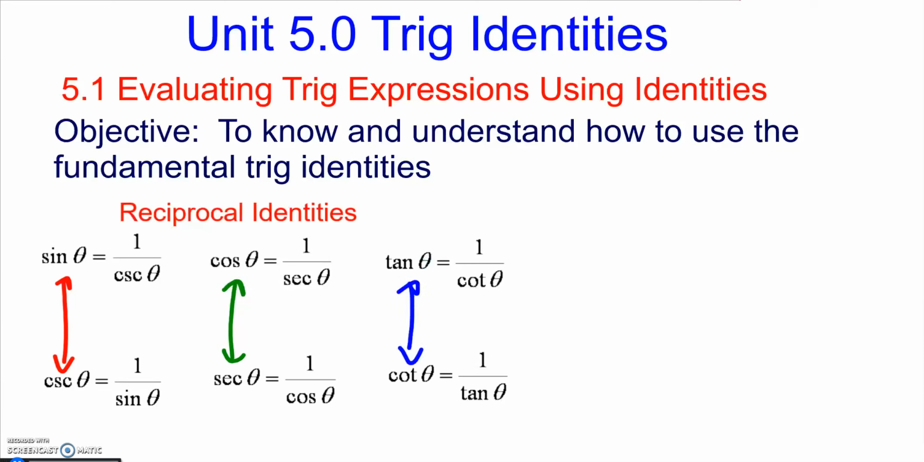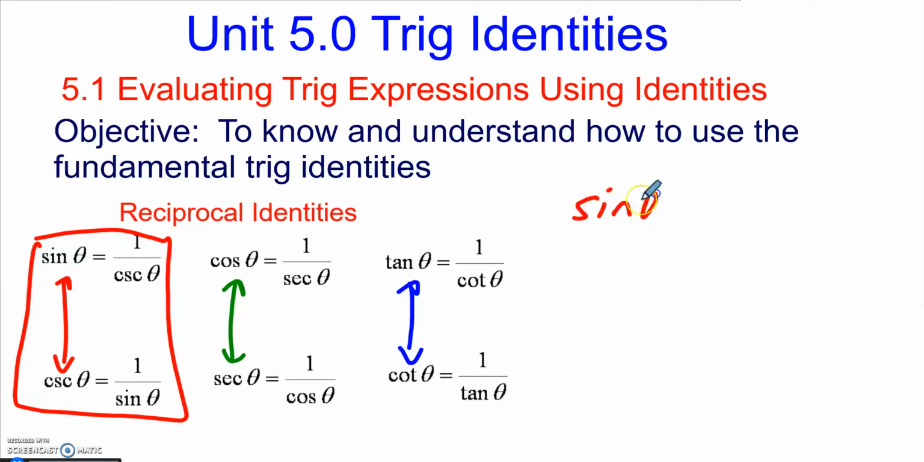The reason this is useful, and will come up later on, is let's look at sine and cosecant, for instance. Let's say I gave you that sine of theta was equal to 1/2. That would mean automatically that I can find the reciprocal. The reciprocal of sine is cosecant of theta, and the reciprocal of 1/2 is 2/1. So if I know that sine of theta is 1/2, I know that the cosecant must be 2.